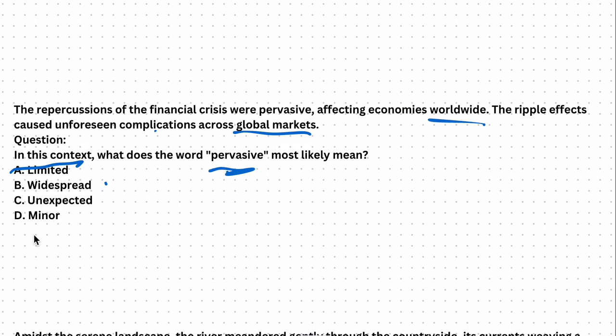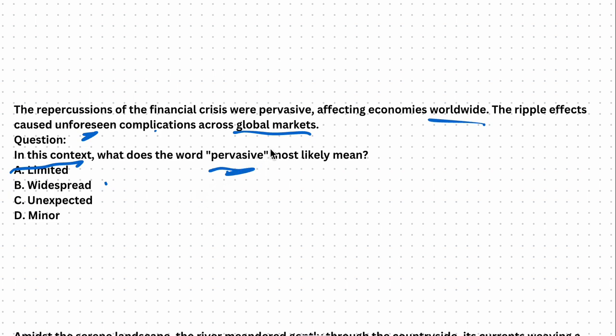C, unexpected. Now, the ripple effects caused unforeseen complications across global markets. And so it is a little tricky in the sense that, yes, unforeseen suggests that it may have been unexpected. But what I would do in this situation is look at what portion of the extract is surrounding the word pervasive.